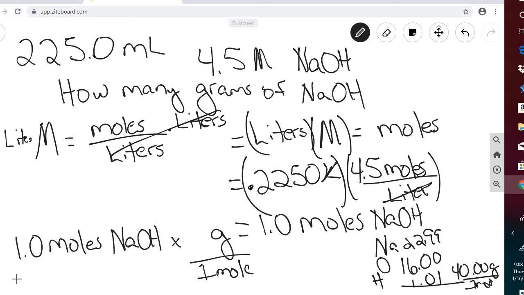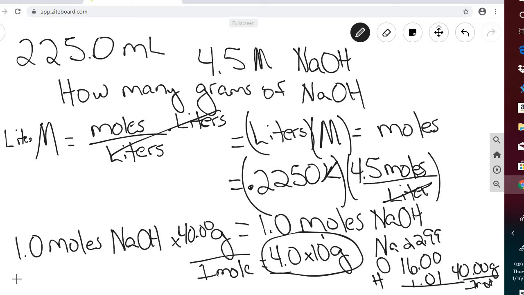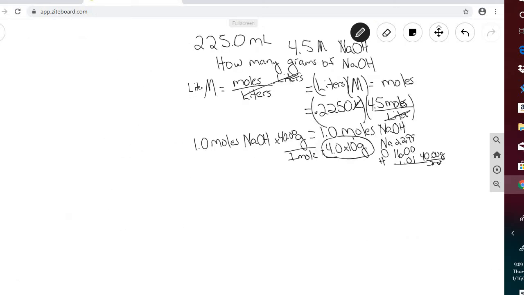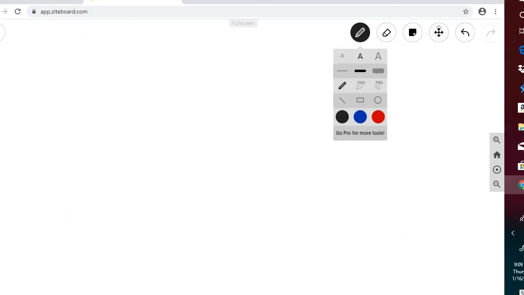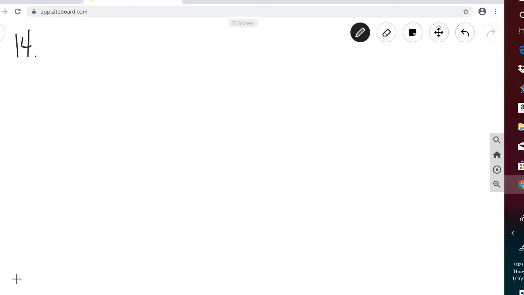Okay, so I'm going to just put that 40.0 grams up there. So 1 times 40 is going to give us 40. And we can only have two significant figures, so I guess we'd have to go 4.0 times 10 to the 1 grams. Okay, so that is our answer for number 13. Okay, the next one we will do will be number 14. And number 14 gives us this equation.